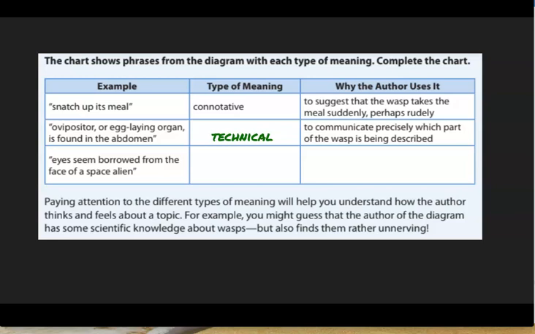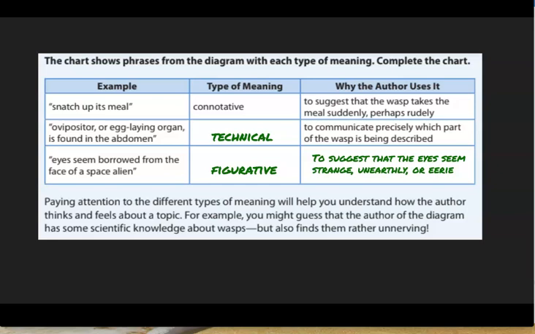And finally, looking at the bottom, it says, "eyes seemed borrowed from the face of a space alien." That gives us a great visual image. But we know that there is no actual space alien present here. We know that the author was just using figurative language, so go ahead and write the word figurative there, because that's the type of language being used. The author uses it to suggest that the eyes seem strange, unearthly, or eerie. So you definitely get an understanding of what the wasp truly looks like when the author uses a phrase like "borrowed from a space alien."